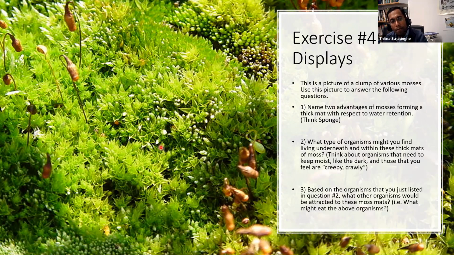Number 2, what type of organisms might you find living underneath and in these thick mats of mosses? Well, we just finished talking about animals, right? And we mentioned that so many animals are actually dependent on moisture, right? Well, insects are rather independent of moisture, but there are even several arthropods that are moisture dependent. There are several annelids that are moisture dependent, right? There are certain free-living flatworms that are moisture dependent.